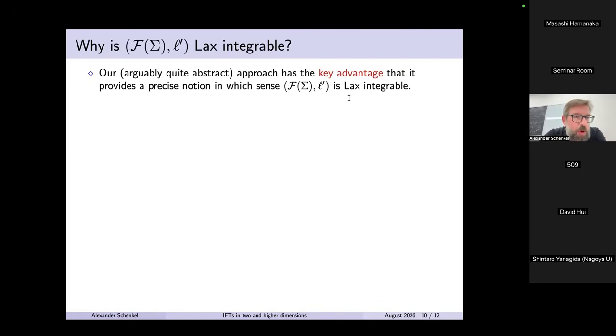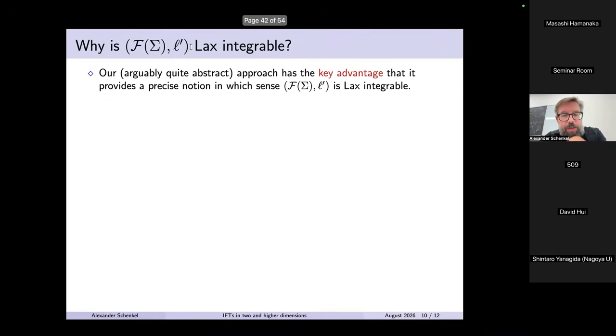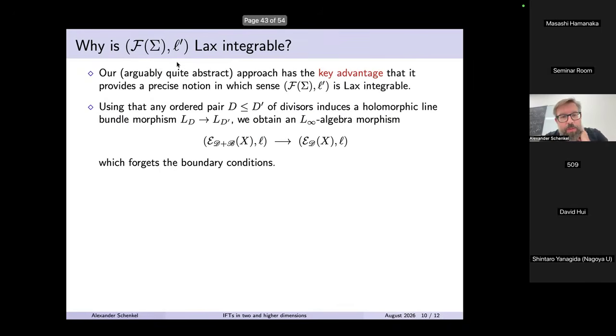Okay, now the most important question, in my opinion, is why am I calling this field theory Lax integrable? I was always saying this is an integrable field theory. So what kind of structure makes this field theory integrable? And this is, from my point of view, the key advantage of this more abstract approach towards the Chern-Simons integrable field theory business we are proposing, that it gives a precise notion in which this field theory described by this L-infinity algebra I produced before is Lax integrable.